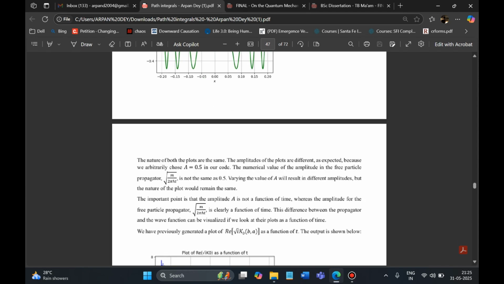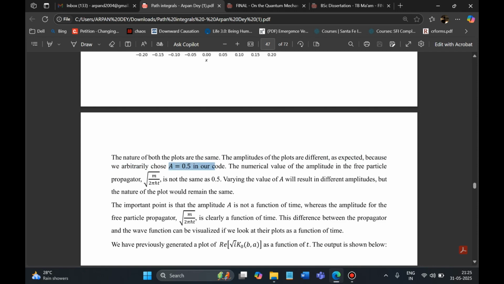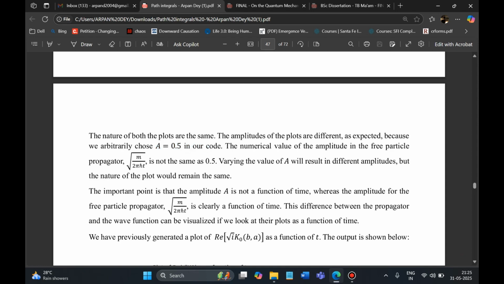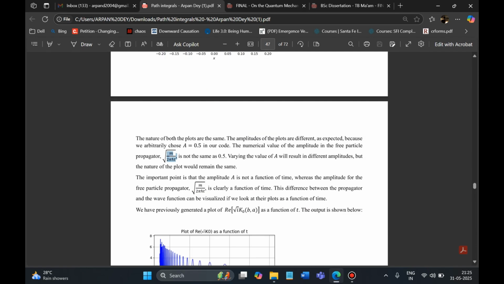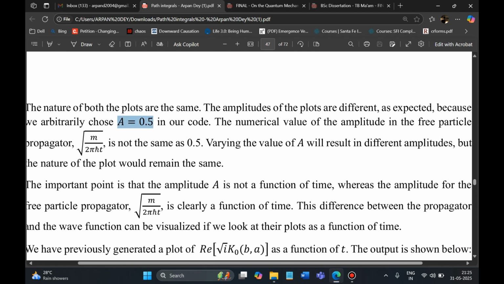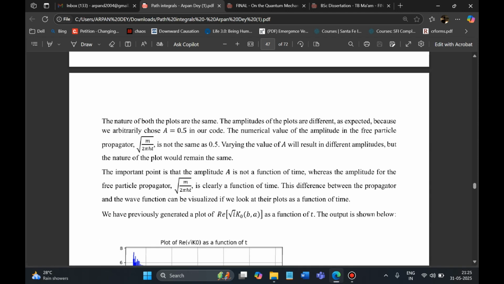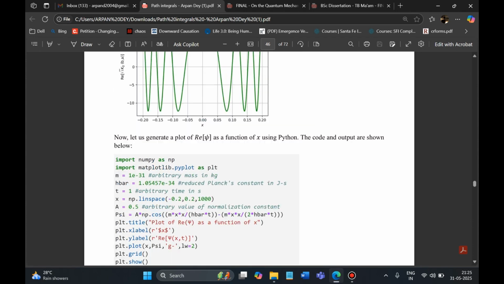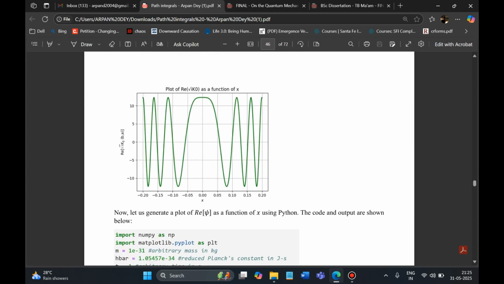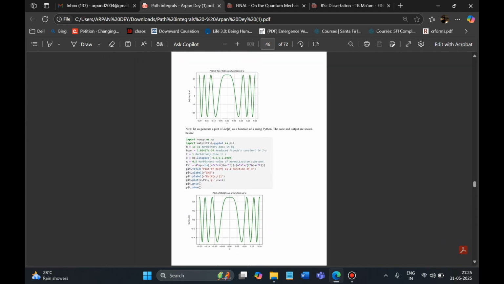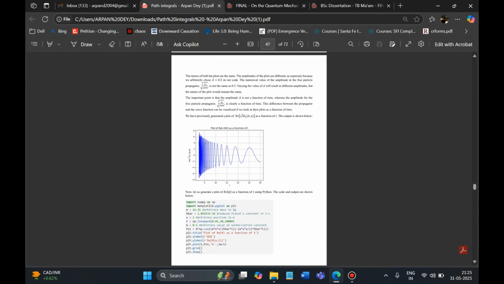And this makes sense. Why? See, the amplitudes of the plots are different as expected because this is an arbitrary choice, and in the case of the free particle propagator, the amplitude is dependent on time. But why is the nature of the plots the same in this case? Because here we have chosen an arbitrary value of the amplitude a 0.5 for the wave function, and for the propagator the amplitude is under root m over 2 pi h bar t. So everything is constant here as well, m, 2 pi h bar, and there is only a dependence on time. But when we are plotting with respect to position, we treat time as a constant. Even for the propagator, we treat time as a constant, right? That's what we do. So that's the reason time plays no role here. Even though the amplitude of the free particle propagator depends on time, since we're plotting as a function of position, we treat time as a constant. That's why it does not play any role, and that's why both the plots look the same, which is not surprising.